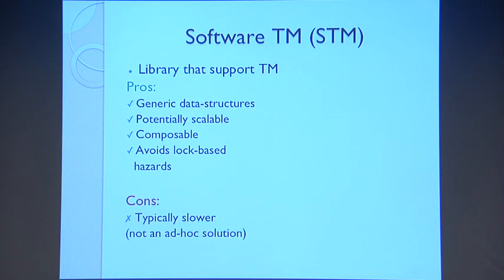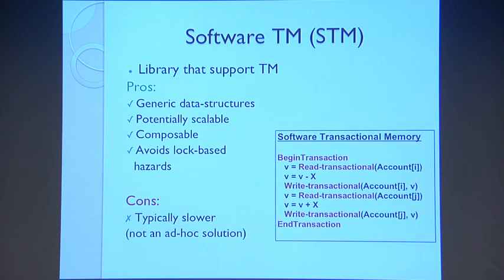But this was the first time that we saw a library implementation that supports transactional memory. So as we said, it works for any data structure that you want. It's potentially very scalable. It's composable, and I'll get to that in a second. And we don't have any lock-based problems. The only thing is that whenever we read something and we want to do a transaction, we need to explicitly say we want to read it transactionally, write something transactionally, and end the transaction.